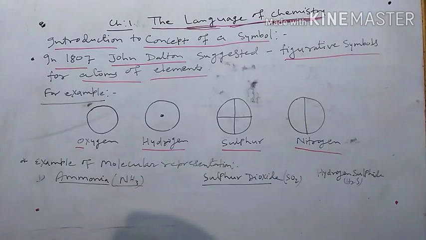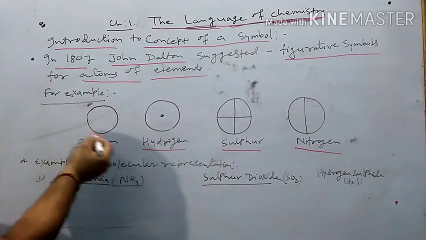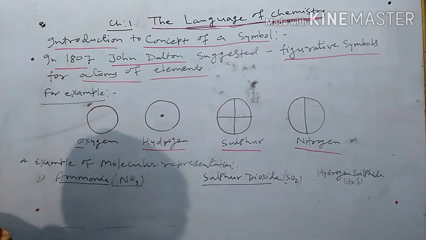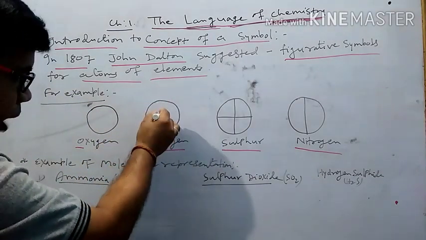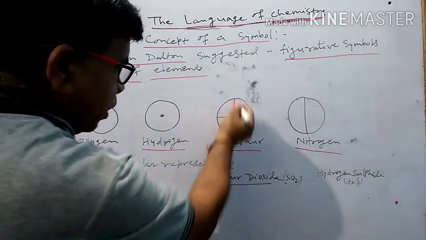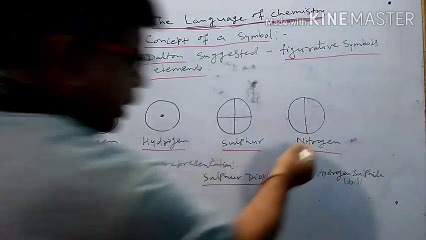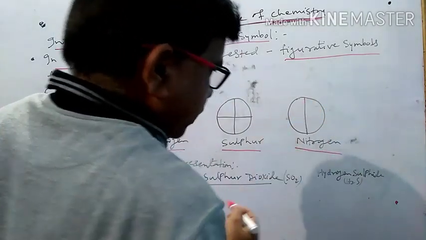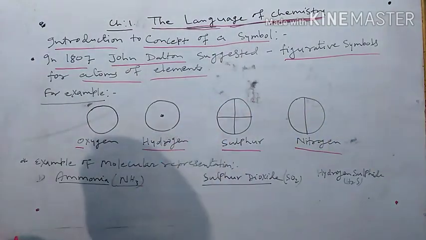So what is the difference among them? Oxygen is only a circular shape. Hydrogen has a spot in the central part of the circle. In sulfur, there is a plus structure inside the circle, and nitrogen has only one line, which means the circle is divided into two parts. So that is nitrogen.